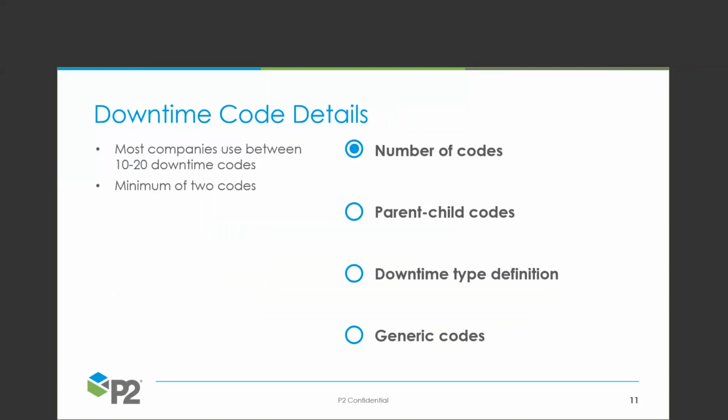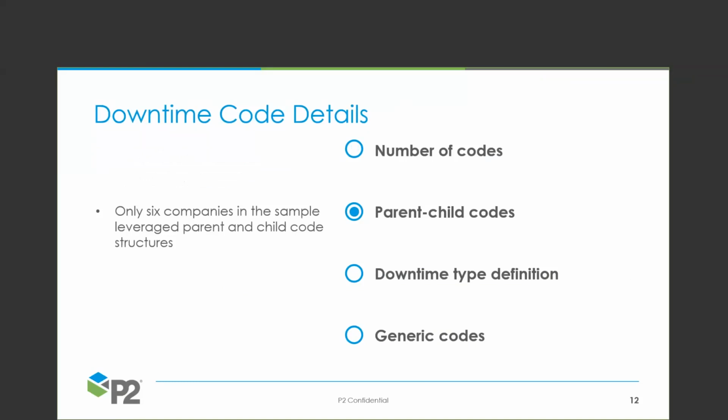After looking at the split of downtime by type, we moved into looking at how companies utilize downtime codes within their organization. So with regards to the number of downtime codes, the majority of operators use between 10 to 20 downtime codes. We had one company that actually only used 2 downtime codes for every downtime event that they captured. Only 6 companies took advantage of the parent-child code functionality within Merrick. This makes managing code simpler, and David will provide some more information on this concept later in the session.